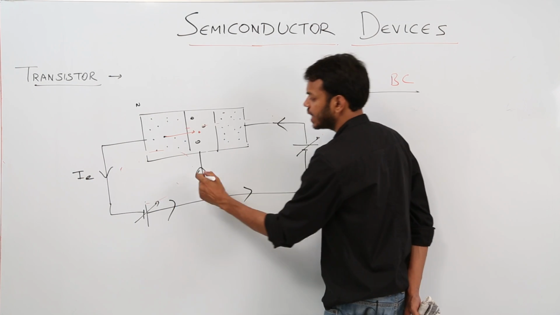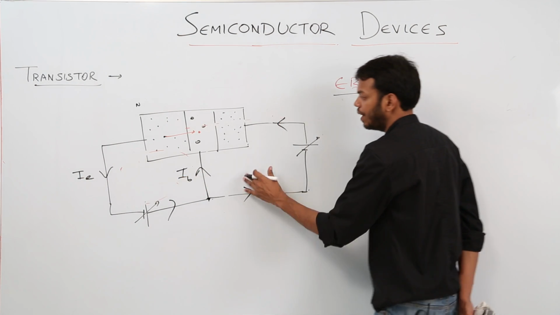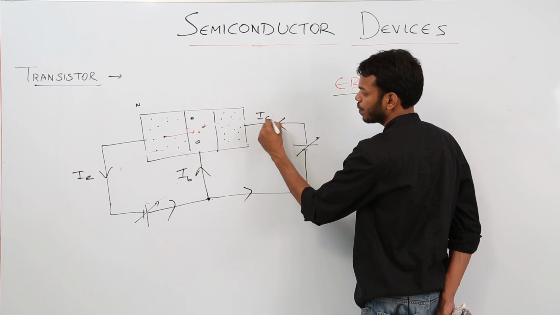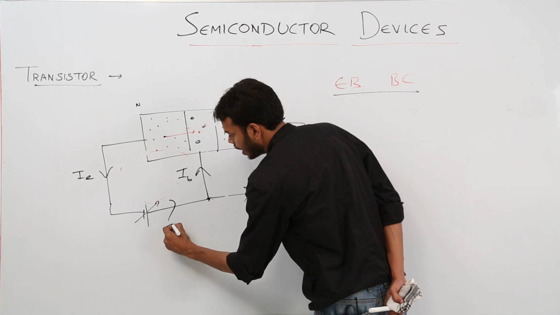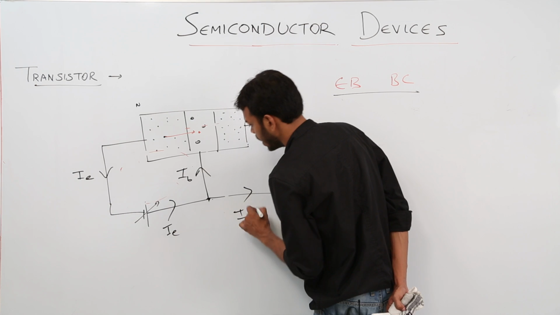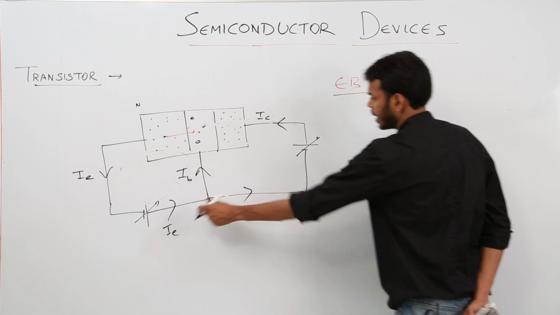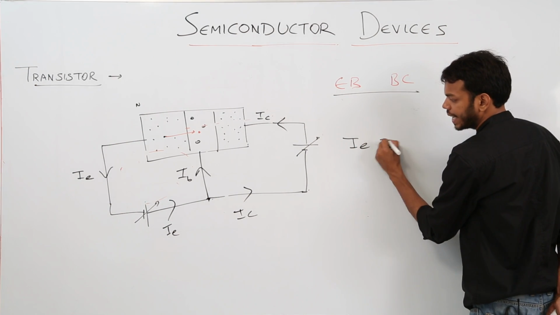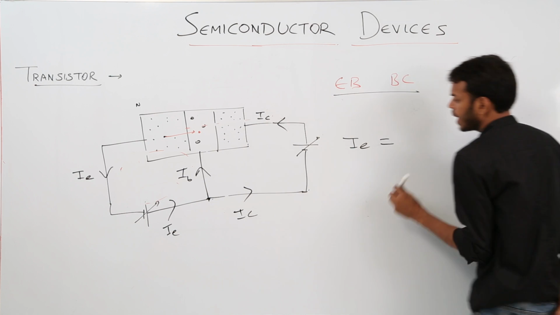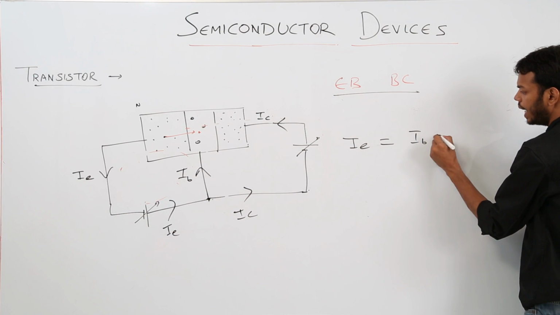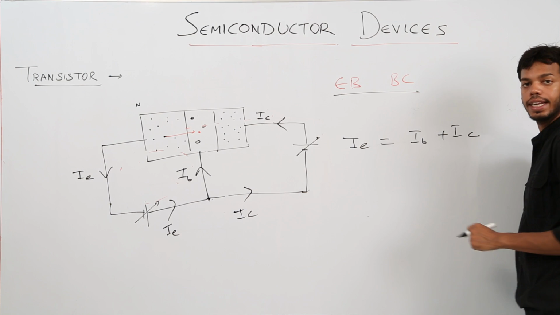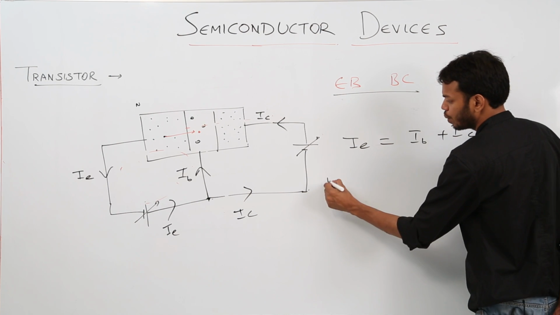Current which is entering the base region will be called base current. Current which is entering the collector will be called collector current. So here we have an emitter current, and we have a collector current. At this region, emitter current is getting transferred into what? Base current and collector current, right? But the percentage ratio would be like this.